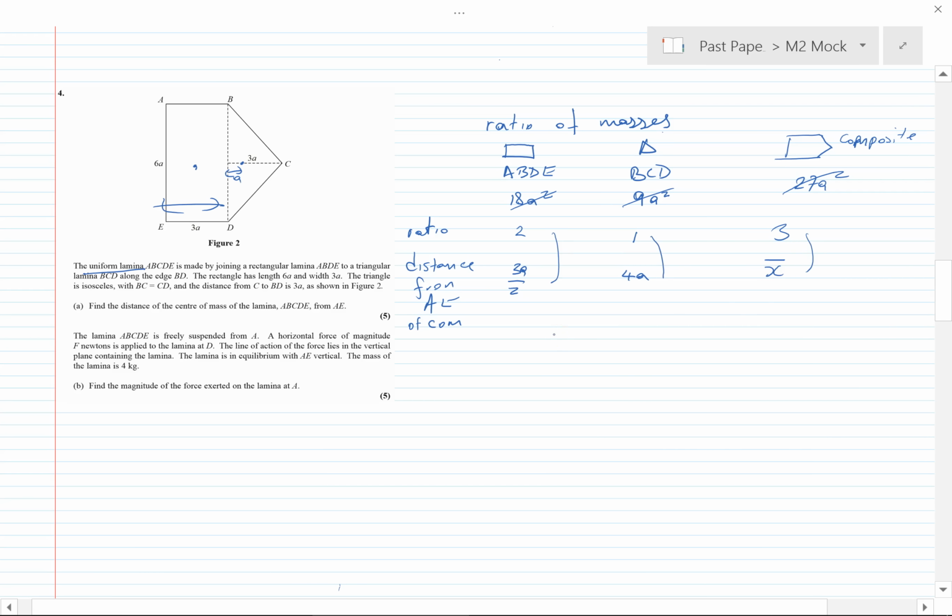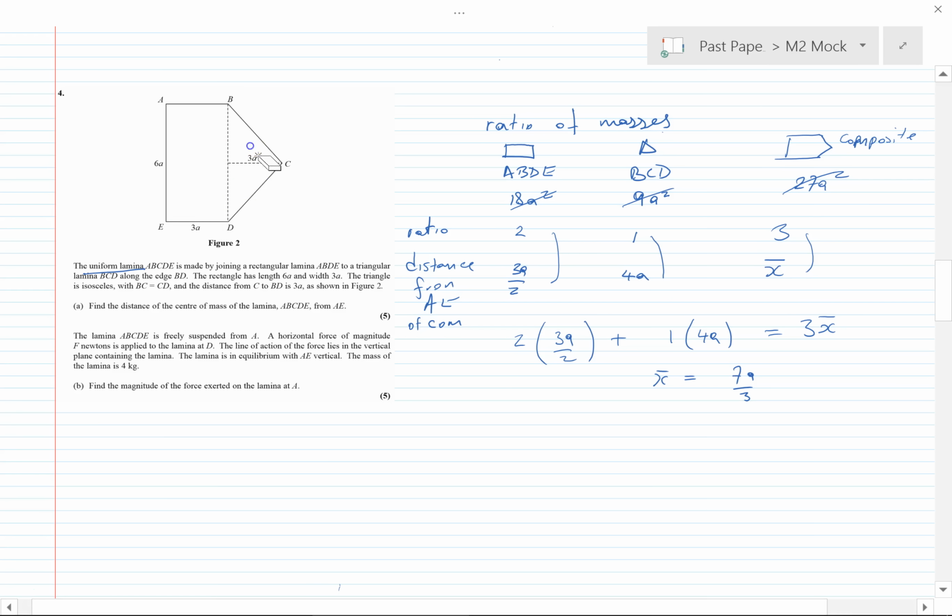Sigma mi xi is equal to x bar sigma mi. So that's 2 times 3a over 2 plus 1 times 4a is equal to 3x bar. That's going to make x bar equal to 7a over 3. Okay, so nice easy 5 marks there. It's not going to get much easier than that for a centres of mass question.